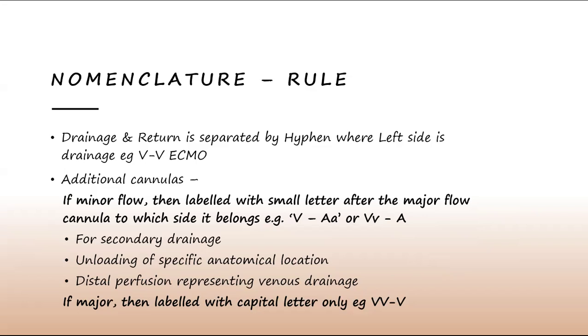Coming to the additional cannulas, the modifications which I have told you about prior. If the modification is done by means of a minor flow, it is labeled with a small letter. And if the cannula modification is a major flow, you name it with a capital letter. These are generally done for secondary drainage and unloading of specific anatomical locations, like LV unloading, or when there is pulmonary hypertension, unloading of your pulmonary arteries in those specific situations, and distal perfusion cannulas or the venous drainage too.